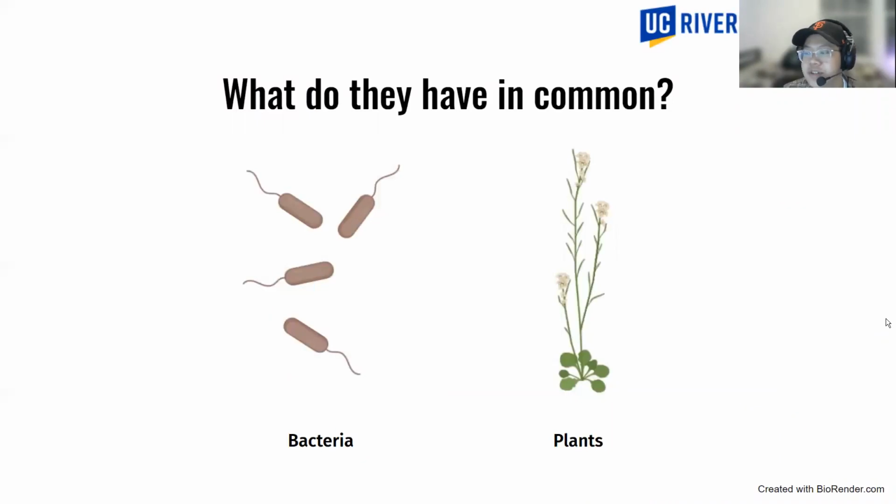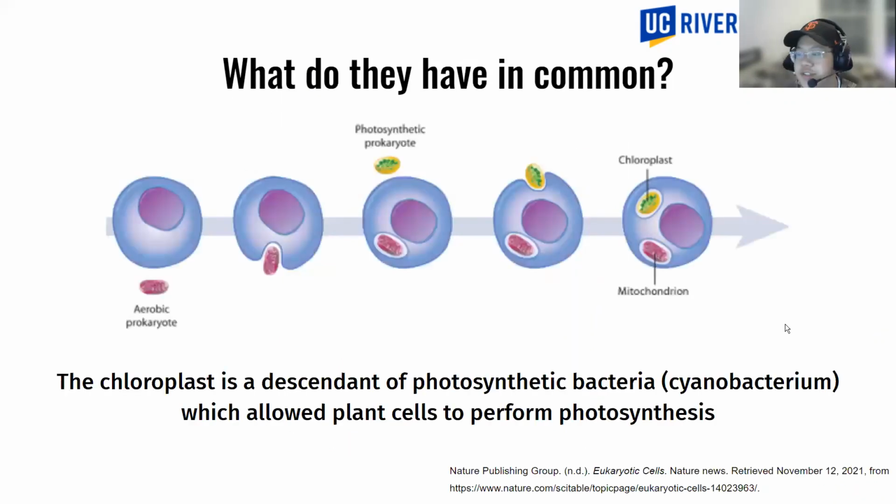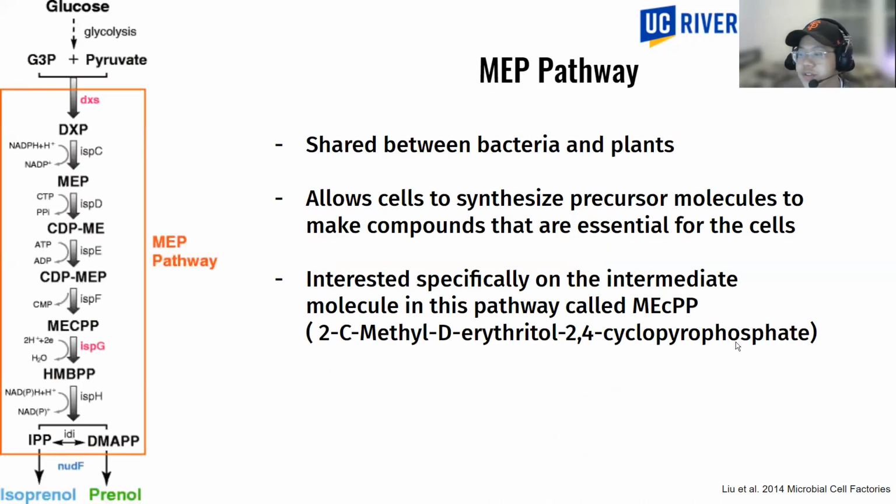So when you think of bacteria and plants, you don't really think they have much in common, as plants are eukaryotic cells, which are multicellular, while bacteria are prokaryotes, which are unicellular. However, they have much more in common than you think. Specifically, plant cells contain an organelle called chloroplast that allows plants to perform photosynthesis, which are descendants of an ancient photosynthetic bacteria which was engulfed. As a result, bacteria and plant cells share many proteins and pathways to perform their cellular function.